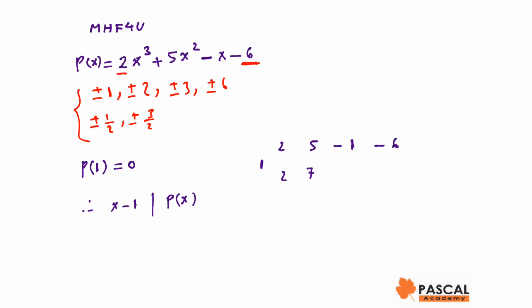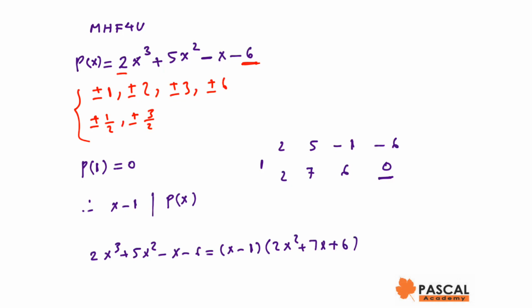1 times 2 is 2, plus 5, 7. 1 times 7 is 7, minus 1, 6. And 1 times 6 is 6, minus 6, 0. The remainder is 0, as we expected. Therefore, P(x) can be written as (x - 1) times (2x^2 + 7x + 6).